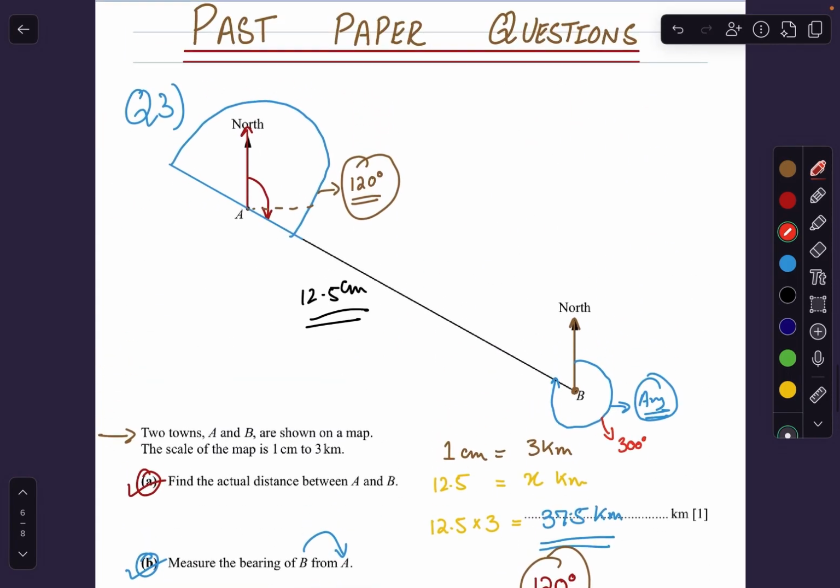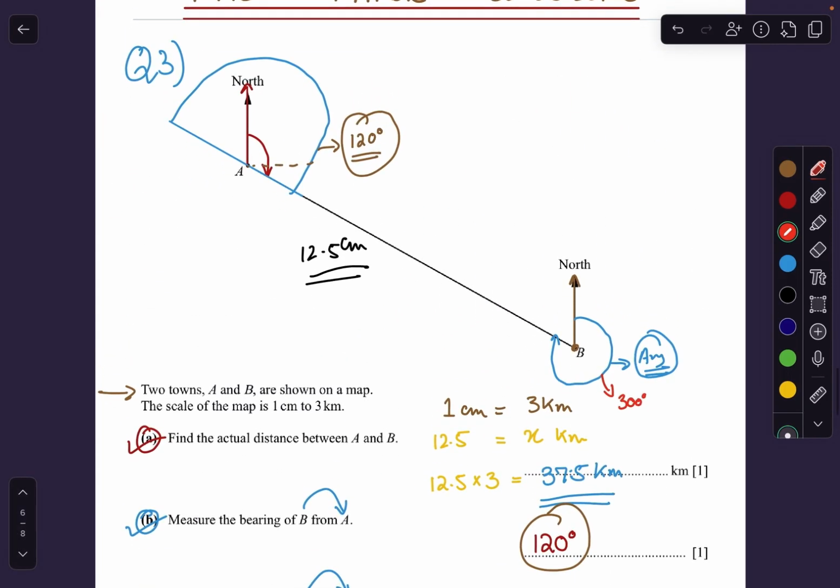So these are the 3 questions we have applied. These are the past paper questions to complete this bearing topic.